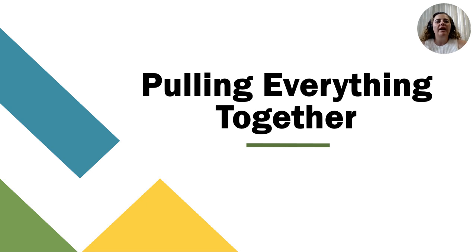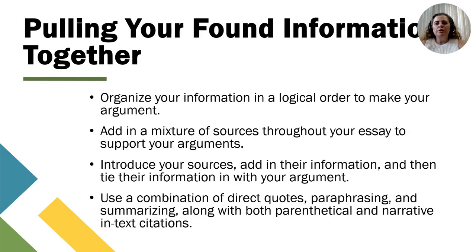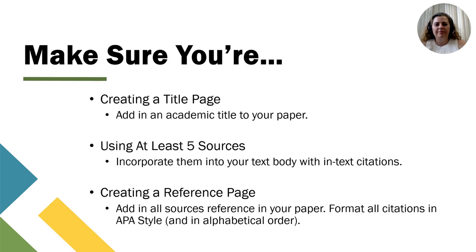Let's next look at pulling everything together. So as we're pulling our information together and creating our final essay, we want to organize our information in a logical order to make our argument. Next, we want to add in a mixture of sources throughout our essay to support those arguments. While we're adding in those sources, we want to introduce our source, add in their information, and then tie that information into our own argument. And finally, we want to be able to use a combination of direct quotes, paraphrasing, and summarizing, along with both parenthetical and narrative in-text citations.